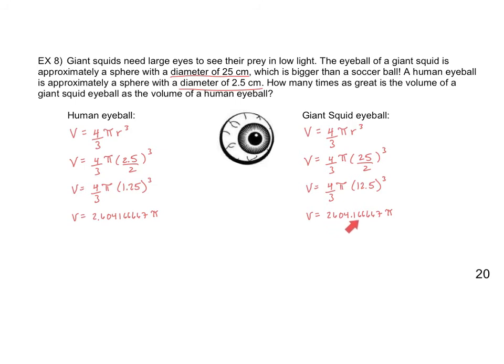2,604.166667 pi. Now, in order to figure out how much bigger it is, I'm going to take my giant squid eyeball and divide it by the human eyeball to figure out how many times bigger it is. That's something we can put in our calculator. Keep in mind, pi over pi cancels out, so I essentially just have to put these numbers in my calculator. I'm going to give you an opportunity right now. Pause the video, try putting these in your calculator, and see what you get.